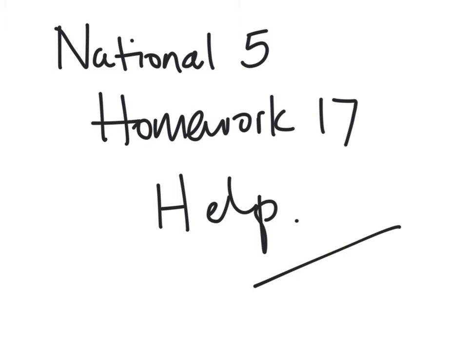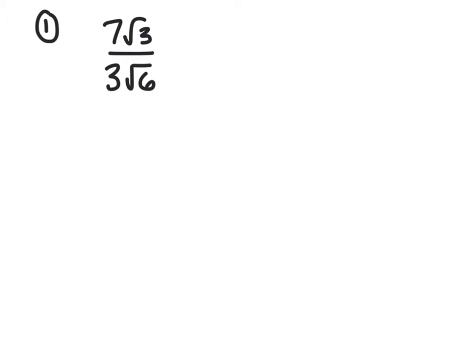Okay, here's some help with homework number 17. First question is to rationalise the denominator and then simplify. So what you see on the bottom here just now is a root 6. So what we need to do is we need to multiply the top by root 6 and the bottom by root 6.